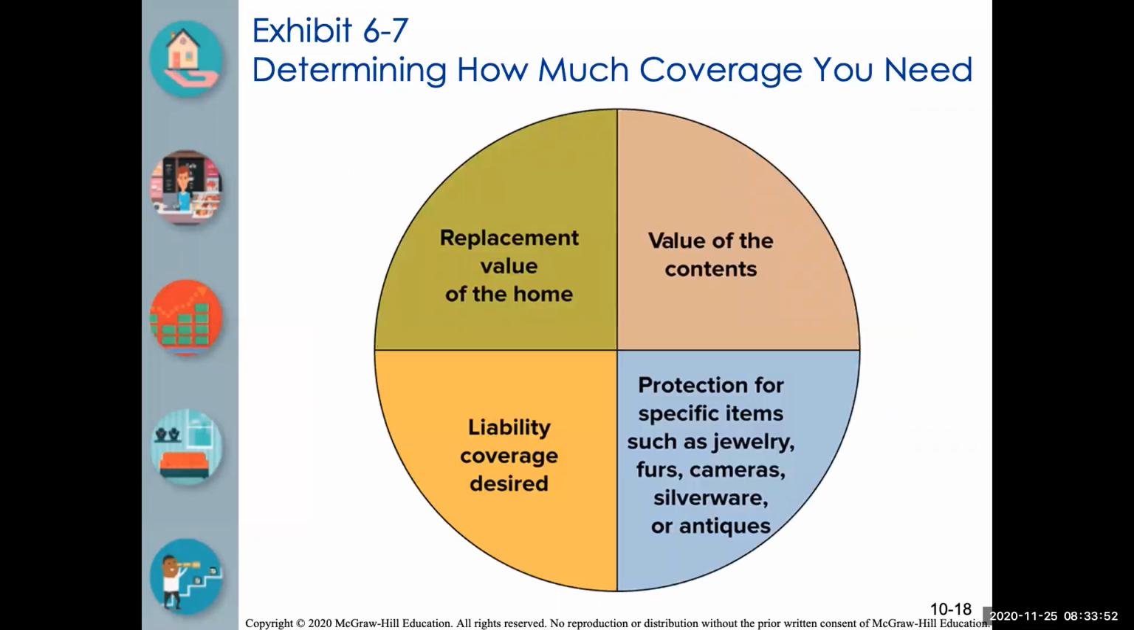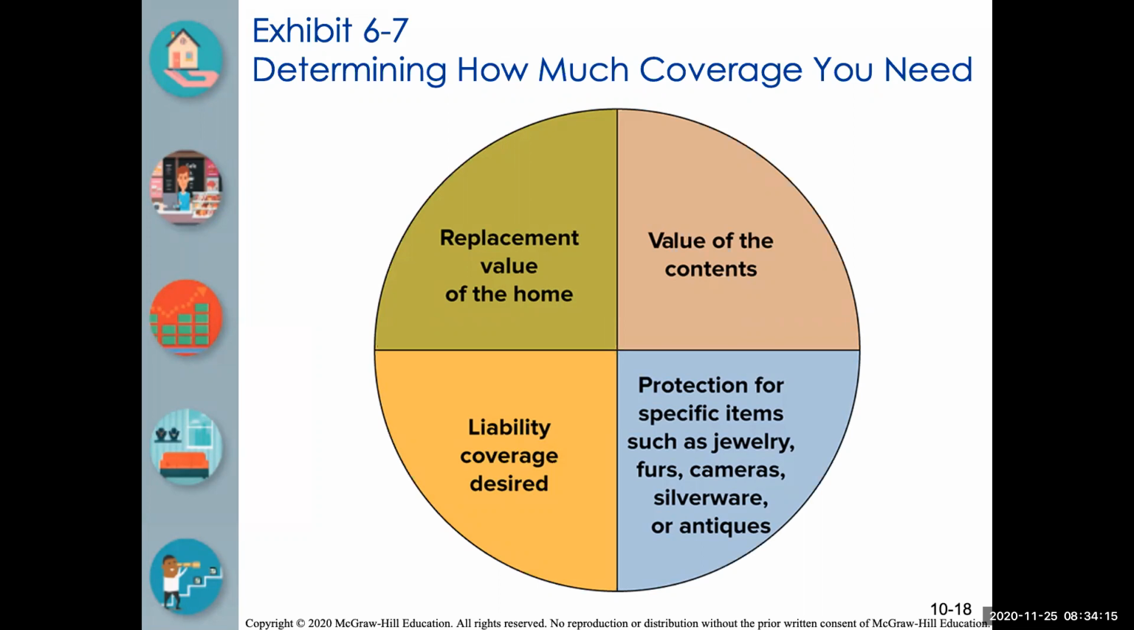So we've got different factors that go into determining how much coverage we need. What's the replacement value of our home? What's the value of the contents within our home? How much liability coverage do we desire? And then do we have other things within our home that need specific coverage? Jewelry, fur coats, cameras, silverware.